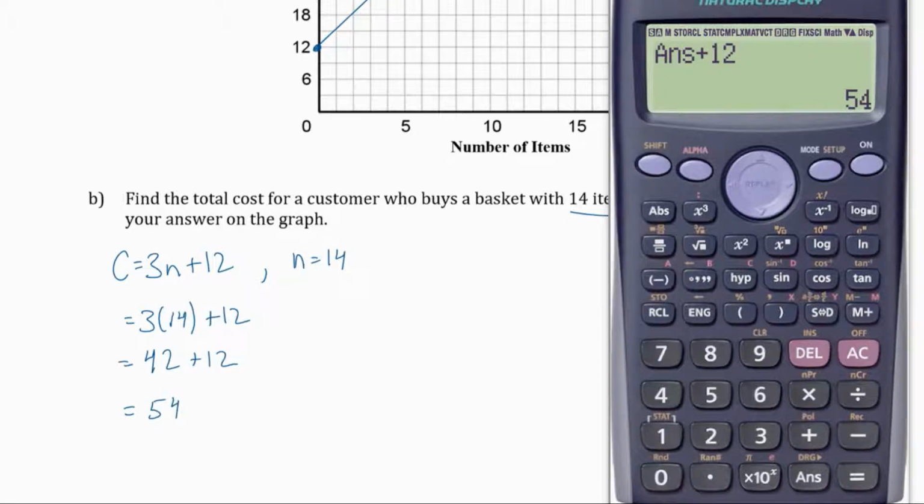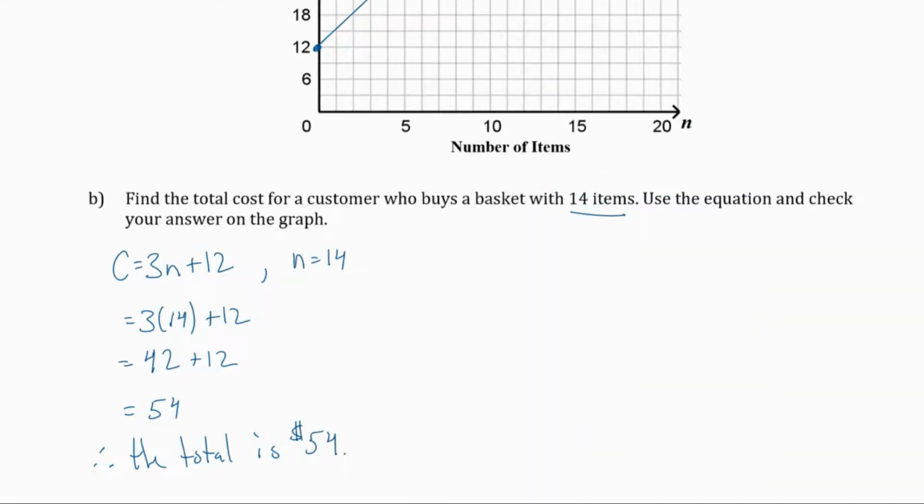Okay, therefore, the total for 14 items is $54. Okay, and that's how you use the equation. Okay, the biggest trick about the equation is when it gives you the number that you want to put in, or that you have to put in. Is it going in for that variable, or is it going in for that variable? And that's something we're going to talk more about later, but it could go in for either of them, right? But in this case, it's the N, as I said.